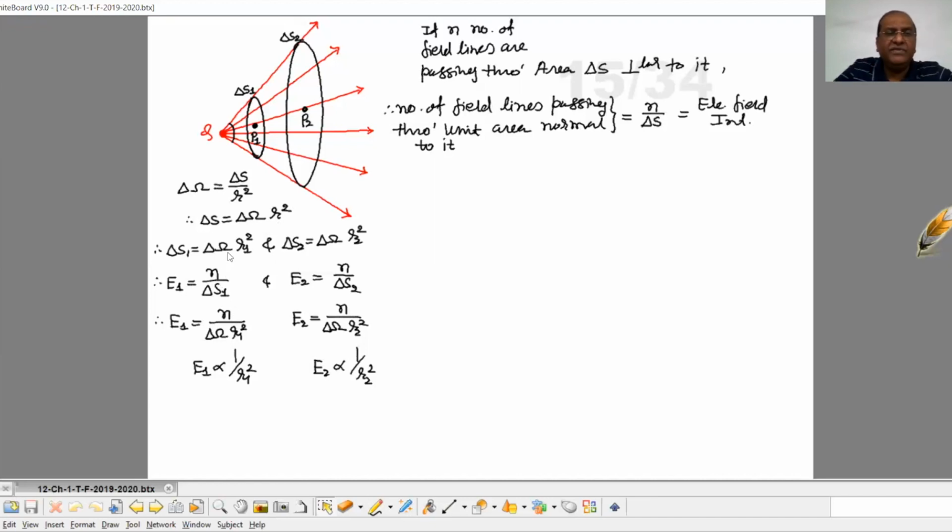So E1 is n, now substitute the values of delta S1 and delta S2: n upon delta omega into R1 square, and E2 is n upon delta omega R2 square. But see here, n and delta omega are constant. So we can write E1 proportional to 1 upon R1 square, E2 proportional to 1 upon R2 square. It implies that the electric field intensity, meaning the magnitude of the electric field, is inversely proportional to the square of distance from the source charge. Clear? And in the equation also, E is KQ upon R square, we discussed the same thing, and here that is justified. Clear to all of you?